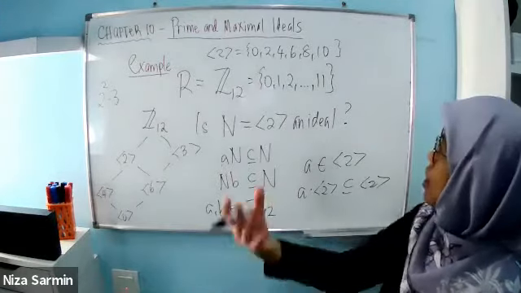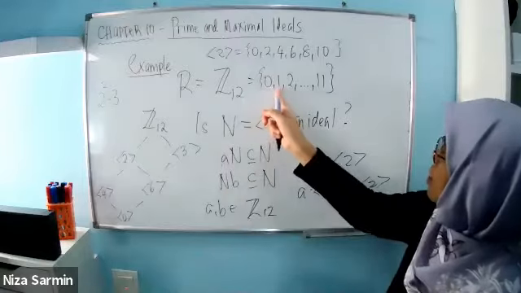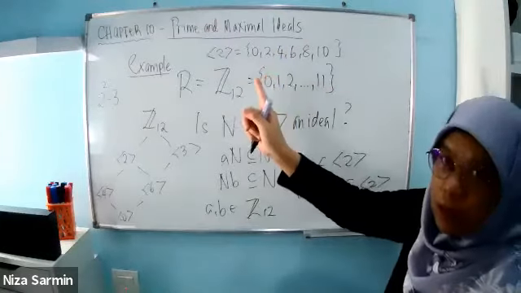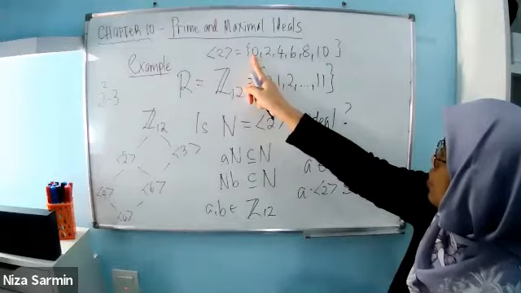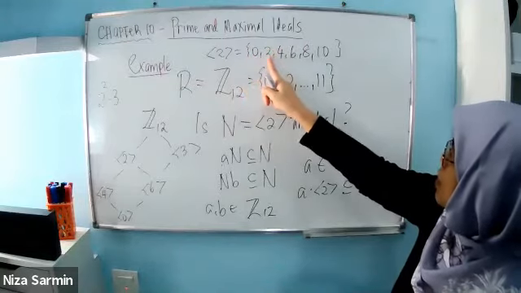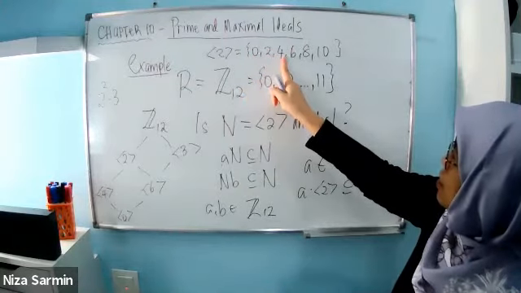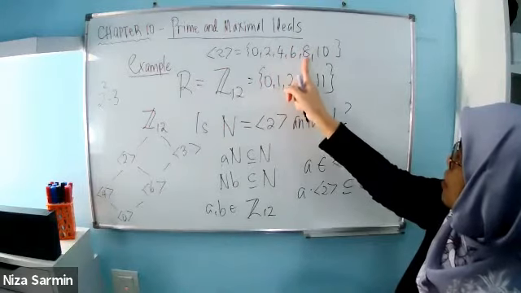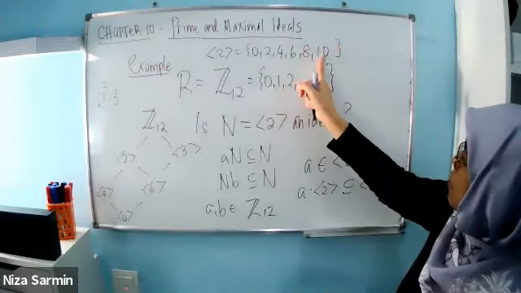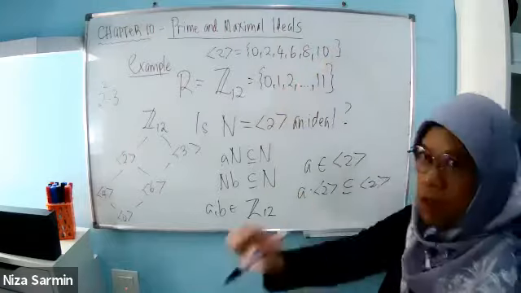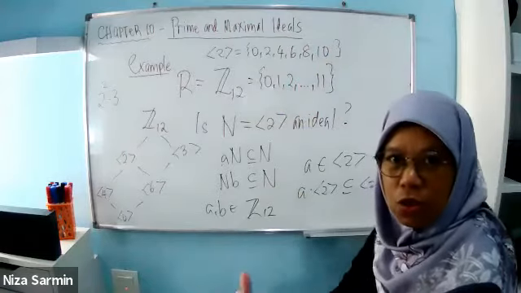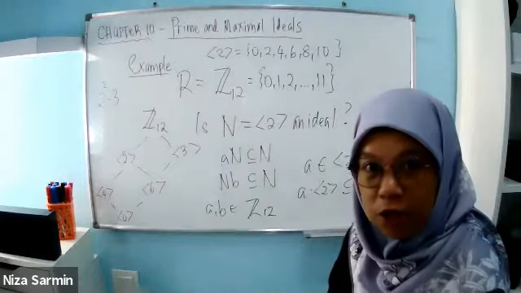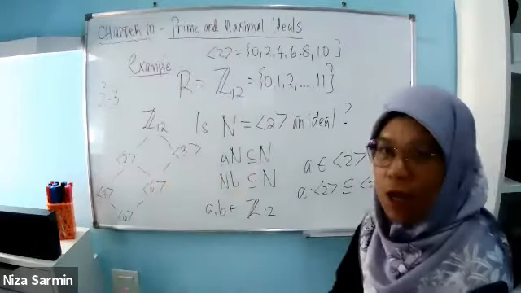If it is outside, like 1 is not in here, you multiply, you get back 3. Multiply by 3, you get 0. Multiply by 3, you get 6. Multiply by 3, you get 0. Multiply by 3, you get 6, which is inside. So this is an ideal. You can check. This is also an ideal.